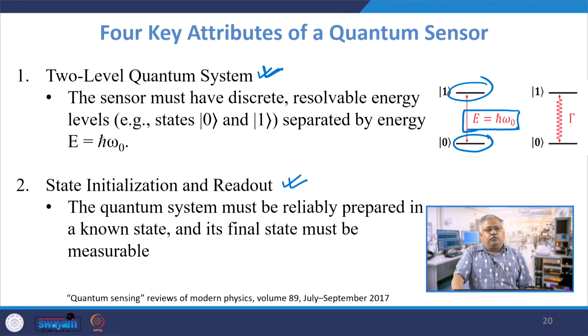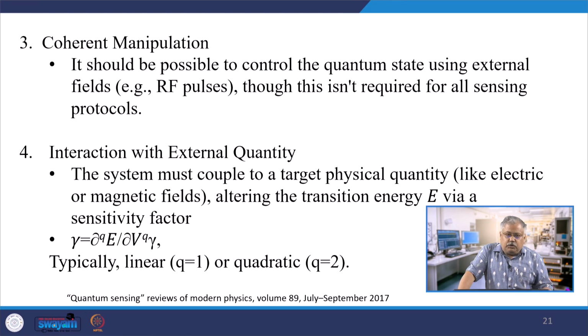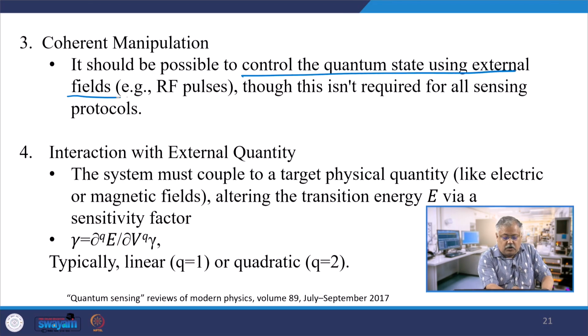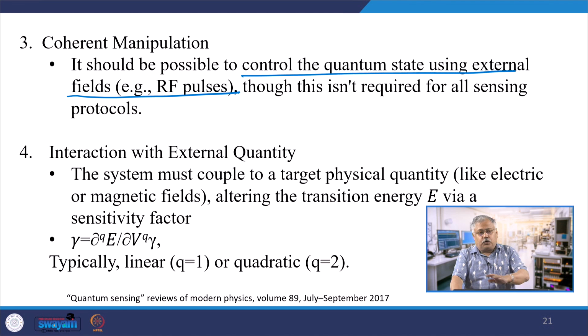And therefore, both state initialization and readout are quite critical for quantum sensors. Now, coherent manipulation: it should be possible to control the quantum state using an external field, right? Obviously, because if you are not able to do this, most of the protocols, at least the sensing protocols, you won't be able to understand what is happening within the quantum system, especially a qubit, for example.